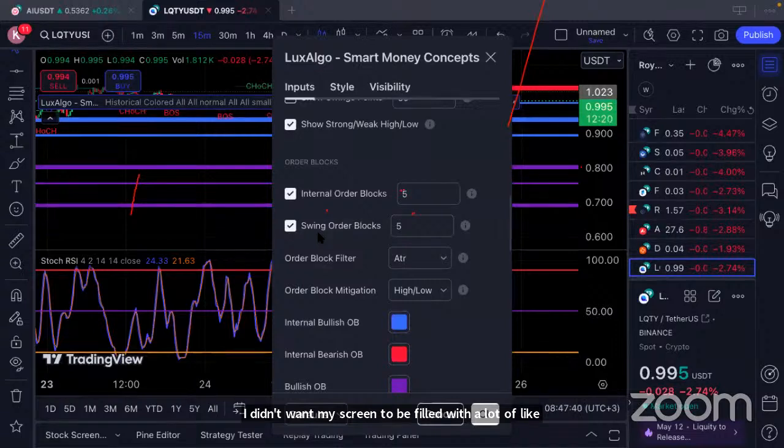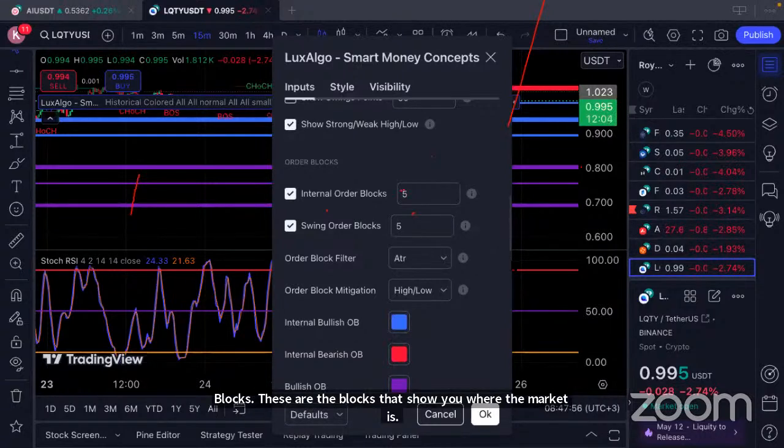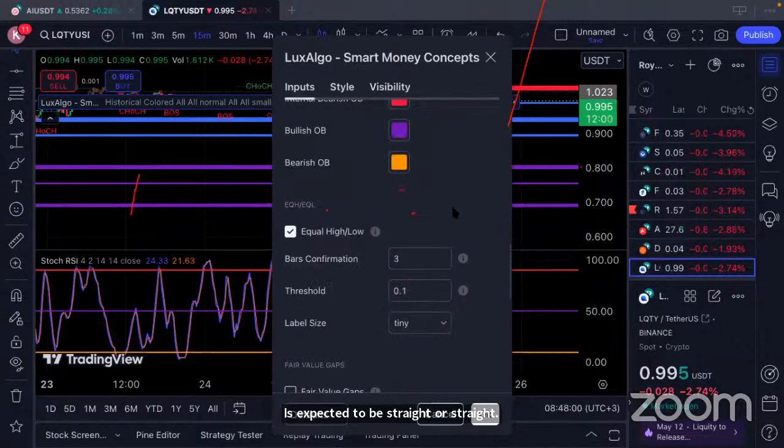Over here. I didn't want my screen to be filled with a lot. So internal order blocks to me are very important. Swing order blocks are order blocks that show you where the market is expected to be straight bullish or straight bearish. And down here, you can basically see this is bearish, this is bullish.